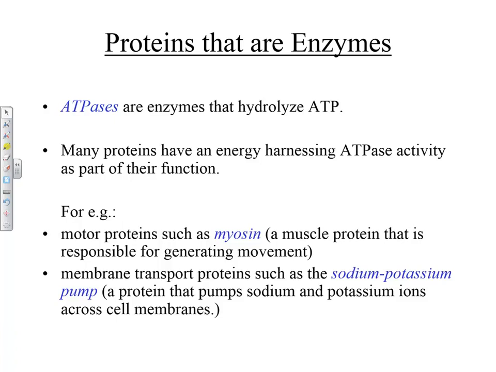Because there has to be some concentration gradient that has to be maintained for some other activities. So there is this sodium-potassium pump which is constantly acting on your cell membrane, making sure that the concentration of sodium and potassium inside the cell is held at the right levels. And obviously if you're pumping something, you need energy. So these proteins have an energy harnessing activity. That means they use ATP to get the energy that they need for pumping sodium and potassium in the right direction.